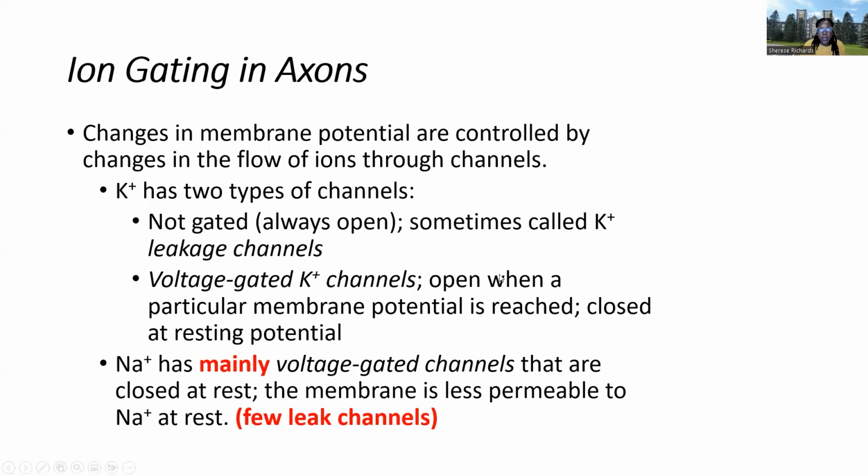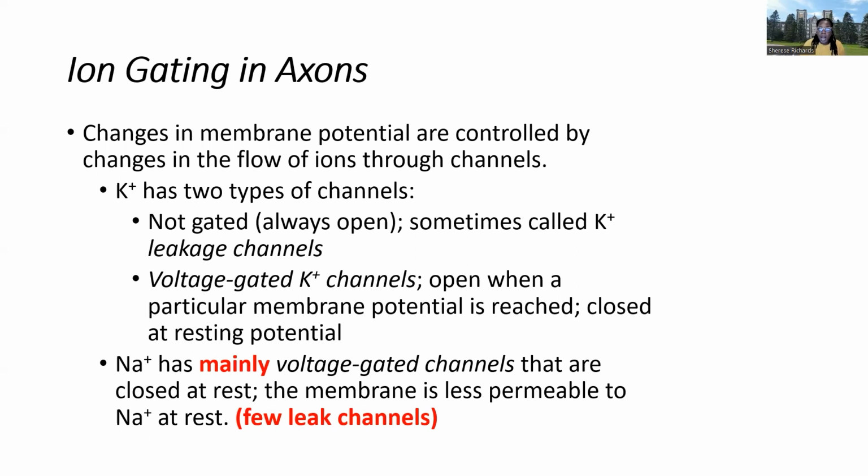So let's talk about the ion gating along the axons. So when we think about the length of the axons, this is where we have exclusively the voltage-gated channels. We'll talk about some voltage-gated potassium channels, as well as some voltage-gated sodium channels. So there are two types of channels on the membrane. This is kind of where we want to make that distinction.